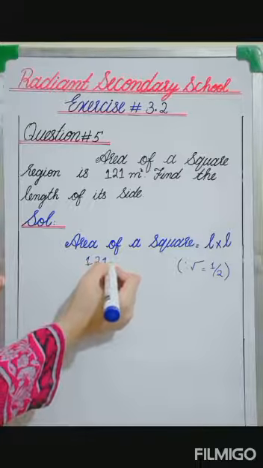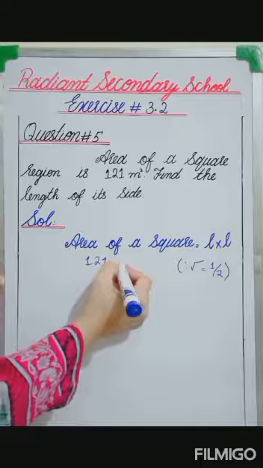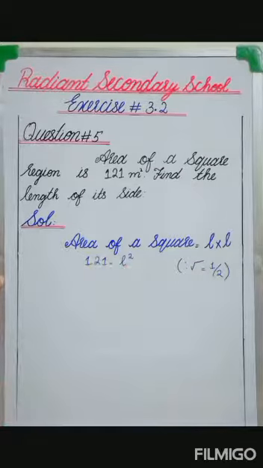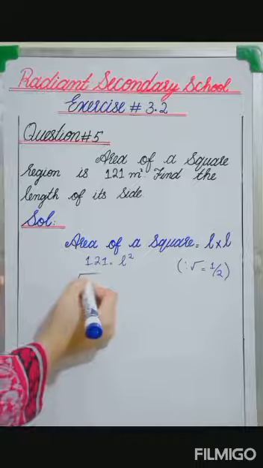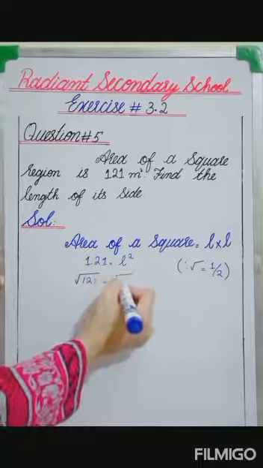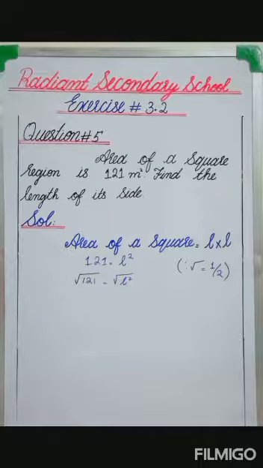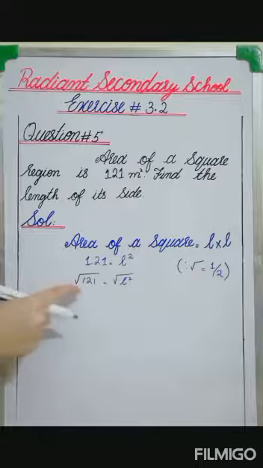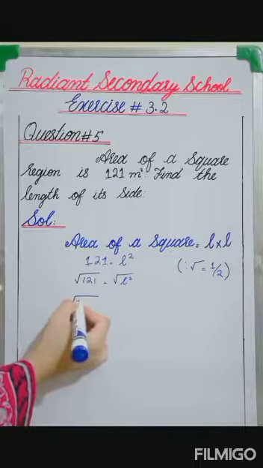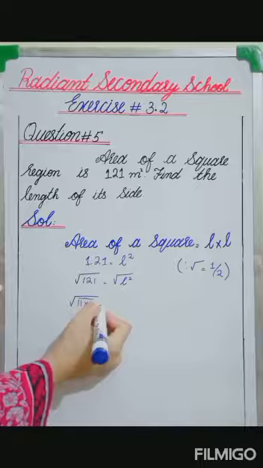Now you can see length is being multiplied by itself 2 times. So I will write L square. Now we will take square root on both sides. Square root of 121 is equal to square root of length square. Now what value when we multiply it by itself is equal to 121? Yes, it's 11. So 11 multiply 11, then we get 121.